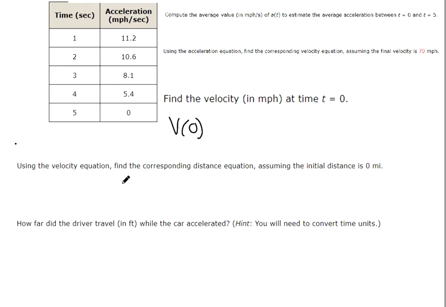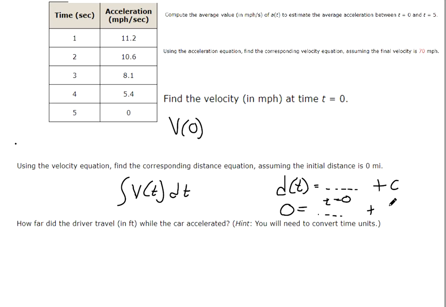Using the velocity equation, find the corresponding distance equation. That would just be the antiderivative of velocity with respect to time. And then again, they give you initial distance is 0 miles. So you'll have a distance equation, a bunch of algebra, then plus some arbitrary constant c. That initial information gives us that constant c. We just have to plug in some information to find out what it is. The initial distance, so at time t equals 0, you should be plugging in 0 for distance. And then in your algebra, you should be plugging in 0 for time. And then you can solve for that constant c.